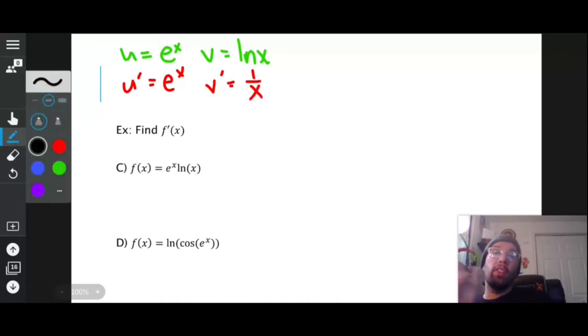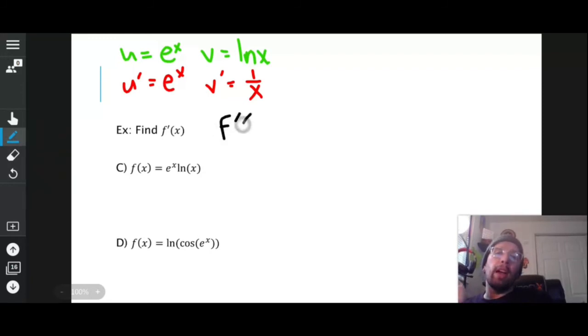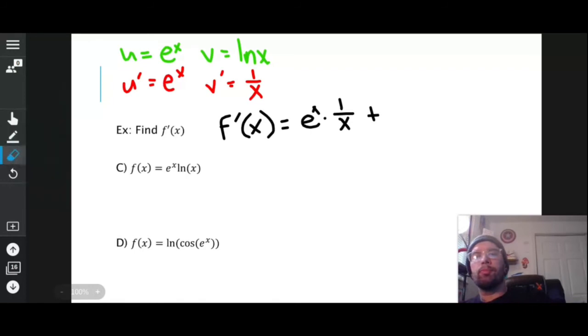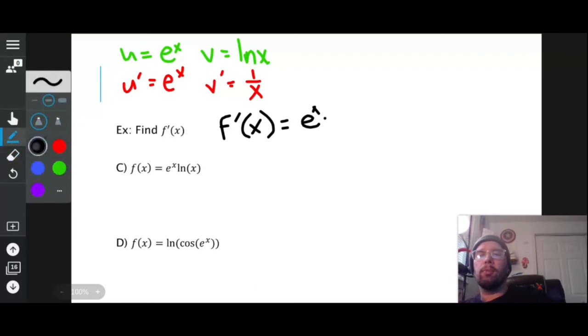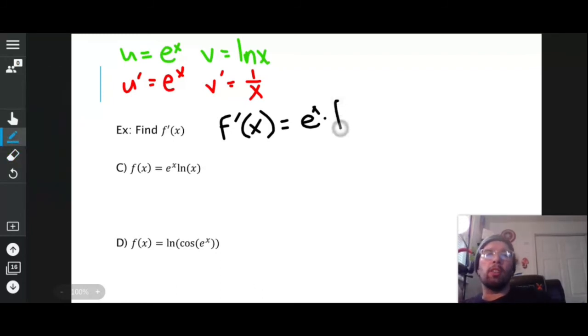So the answer to this guy, f prime of x, is going to equal u prime v, which is e to the x, times 1 over x, plus v prime u. Oh, did I do it backwards? I did. u prime v, which is e to the x times ln of x, plus v prime u. In the end it wouldn't have mattered, but I want to be exact. V prime u, so 1 over x times e to the x.